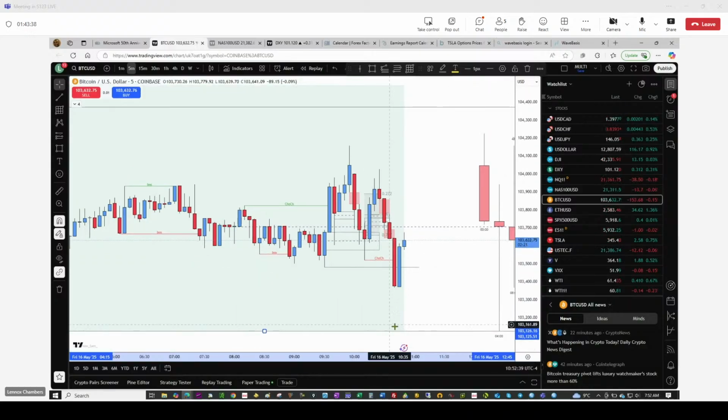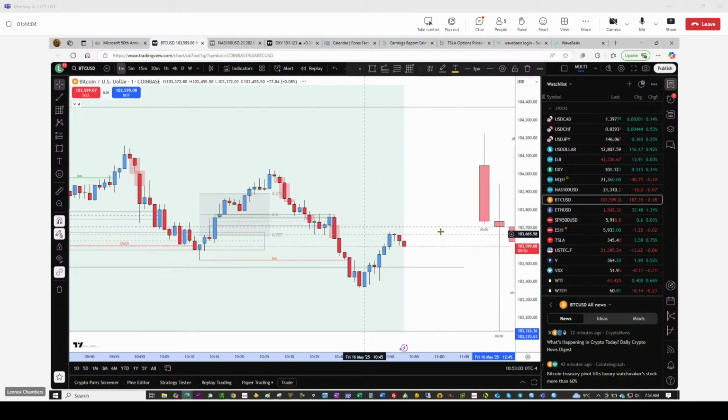So there's the low. So since I have a 1, 2, 3, and have dropped, I would expect them to come back and take this low one more time. It's possible that they can take the lower low, which is what I would expect, but we shall see if they do that. So in the interim, you could play this to the downside.